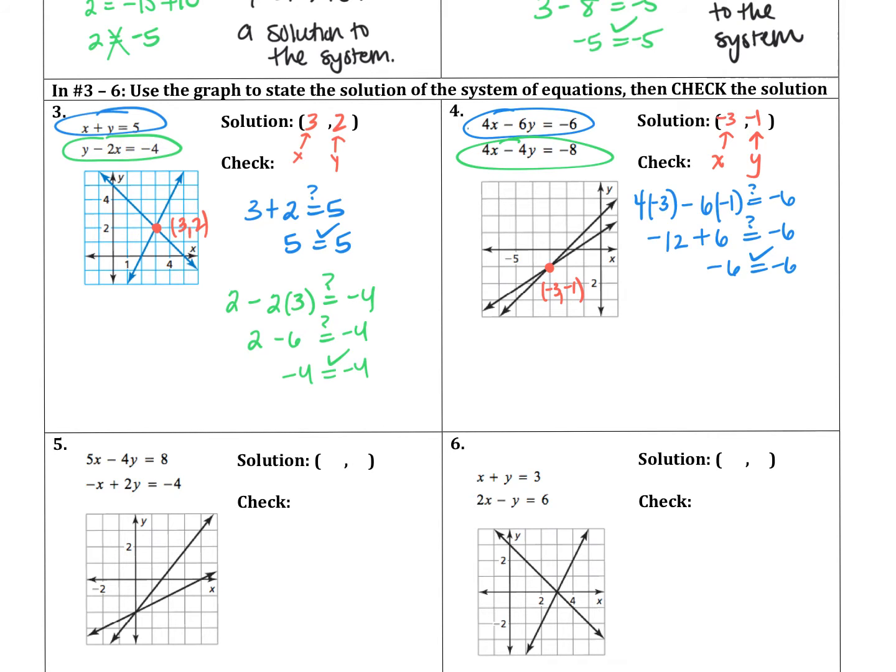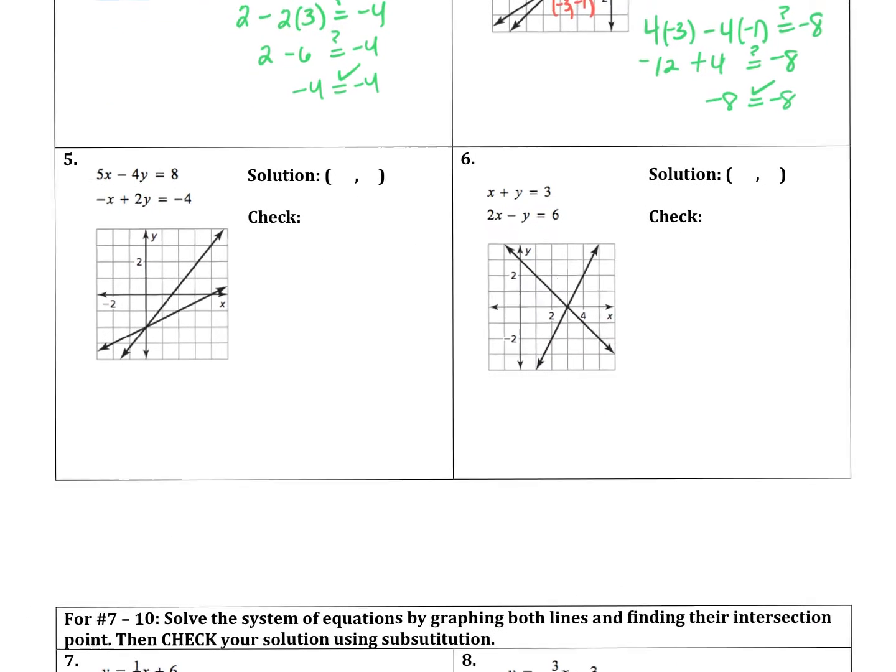The next equation is 4 times x, which is negative 3, minus 4 times y, which is negative 1, equals negative 8. 4 times 3 is 12, negative 12, and negative 4 and negative 1 is a positive 4. So I get negative 8 does equal negative 8.